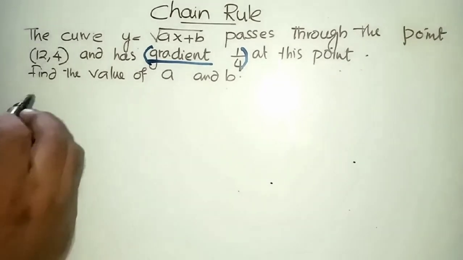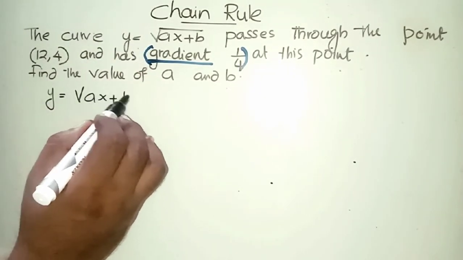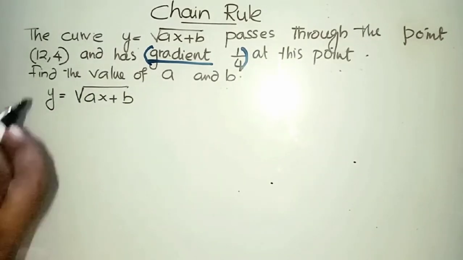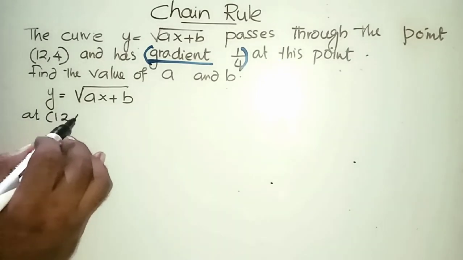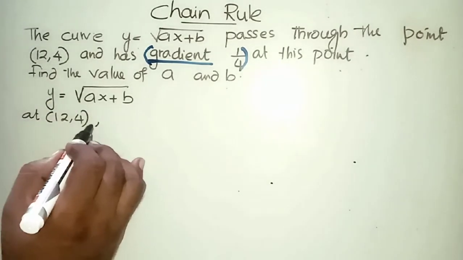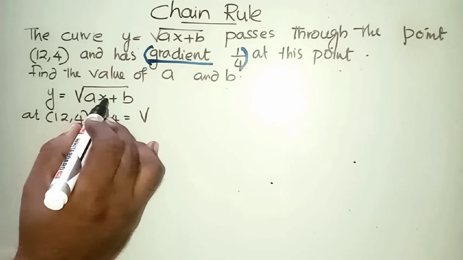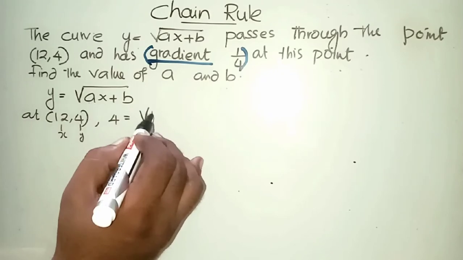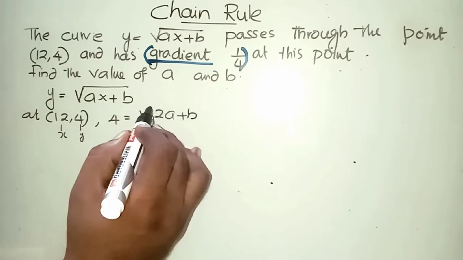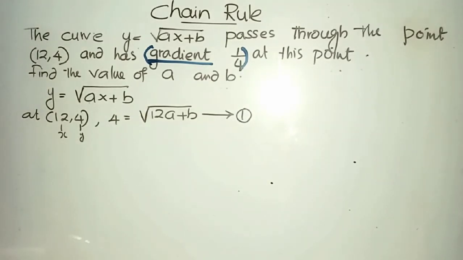So when we start here, we have y equals root of ax plus b. If you consider the point directly here, that means at (12, 4), what do we get? We get 4 equals root of a into 12, because this is x and this is y. So we get a into 12, that is 12a plus b. Let's consider this number 1, the direct substitution of x and y into the equation.